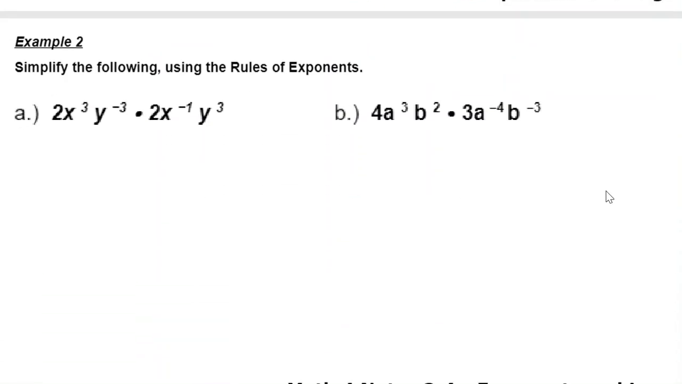All right, let's see what happens here. I've got a big 2 times a big 2, which gives me a big 4. X to the 3 times x to the negative 1, I'm going to add those. 3 minus 1 is x to the 2. And then y to the negative 3 times y to the positive 3. Negative 3 plus 3 gives me 0, which, of course, anything raised to the 0 becomes 1, and I might as well just leave it out.